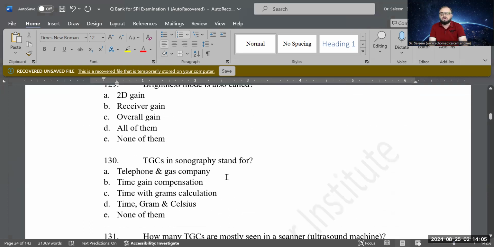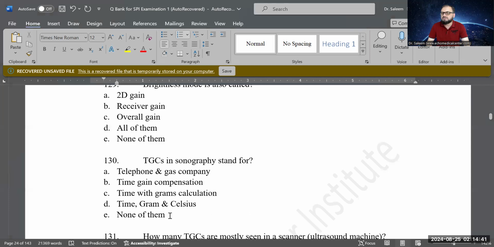All right. Now, TGC in sonography stands for what? Normally we say TGC. What does it stand for? Okay, now A, telephone and gas company, because it's TGC, is that? B, time gain compensation, because TGC. Or is it C, time with gram calculation, because TGC again? Or D, time gram and Celsius centigrade, because T, G and C. So what do you think? Or none of the above. Which one is the correct option?